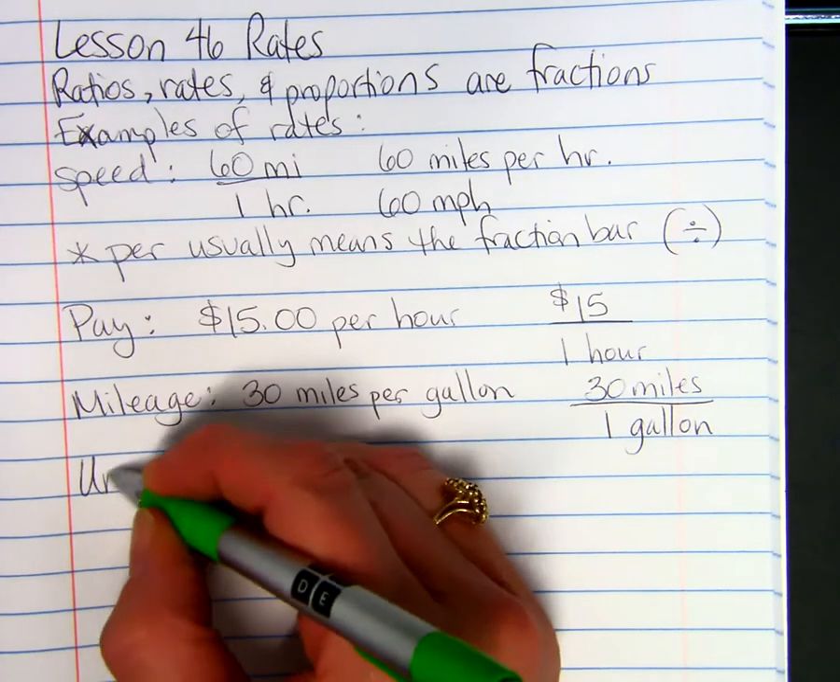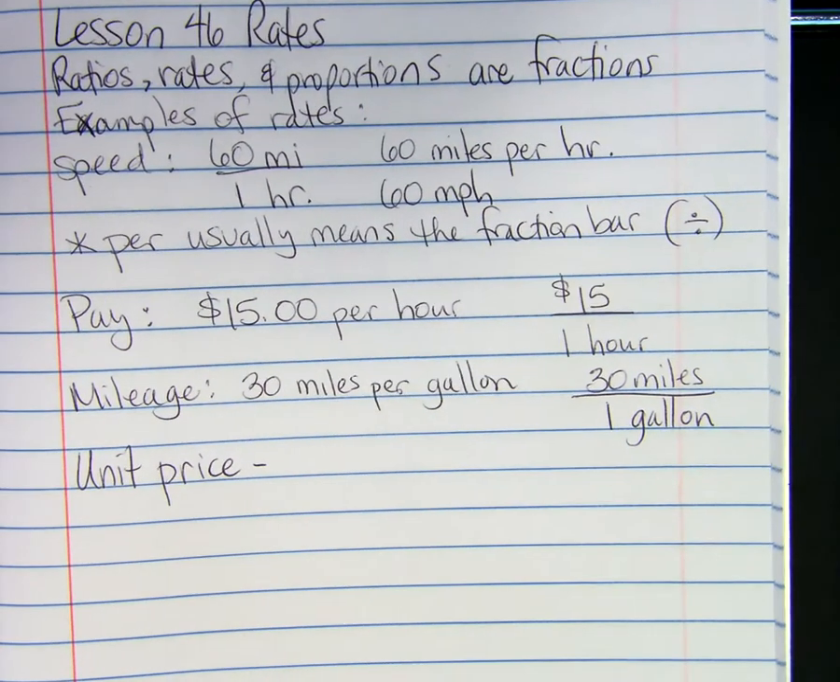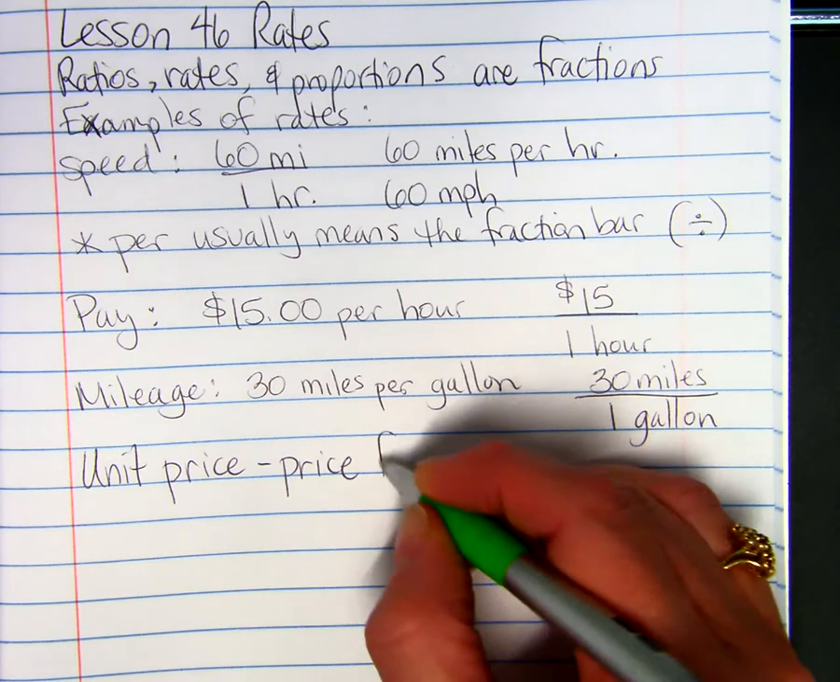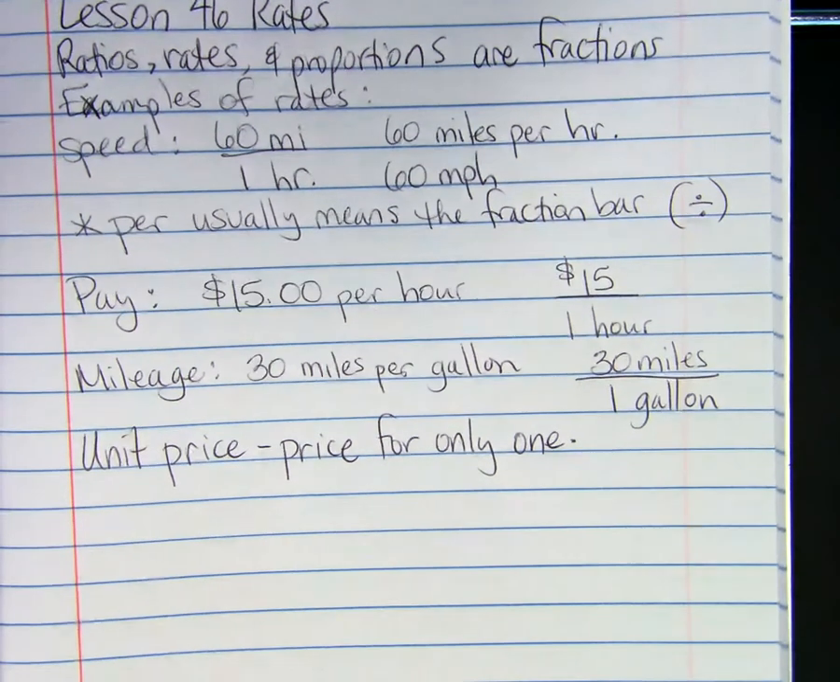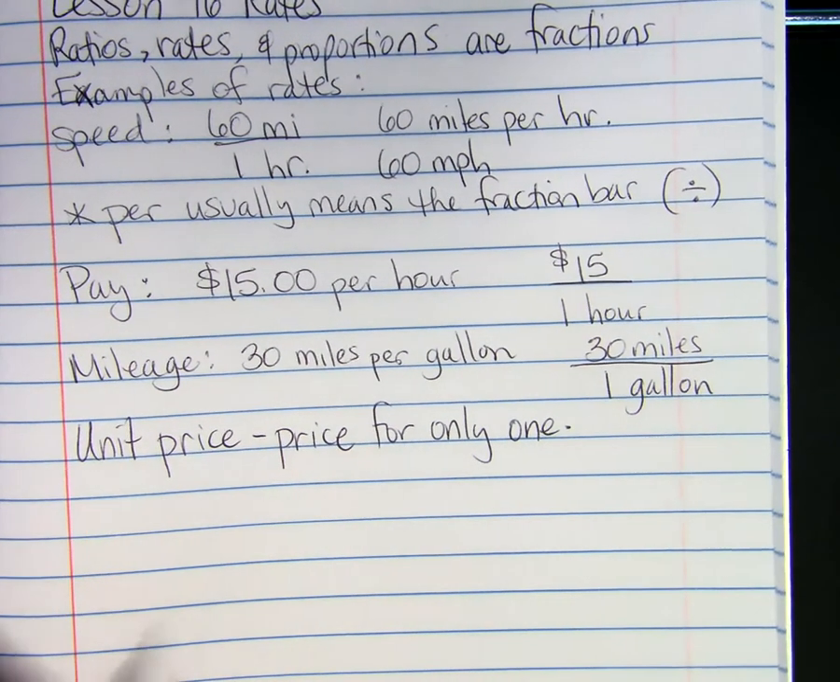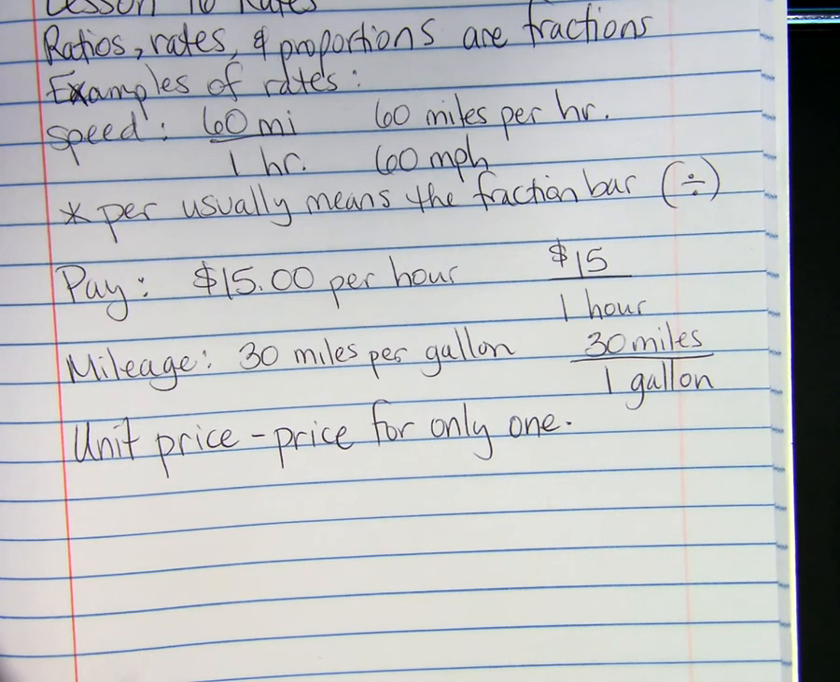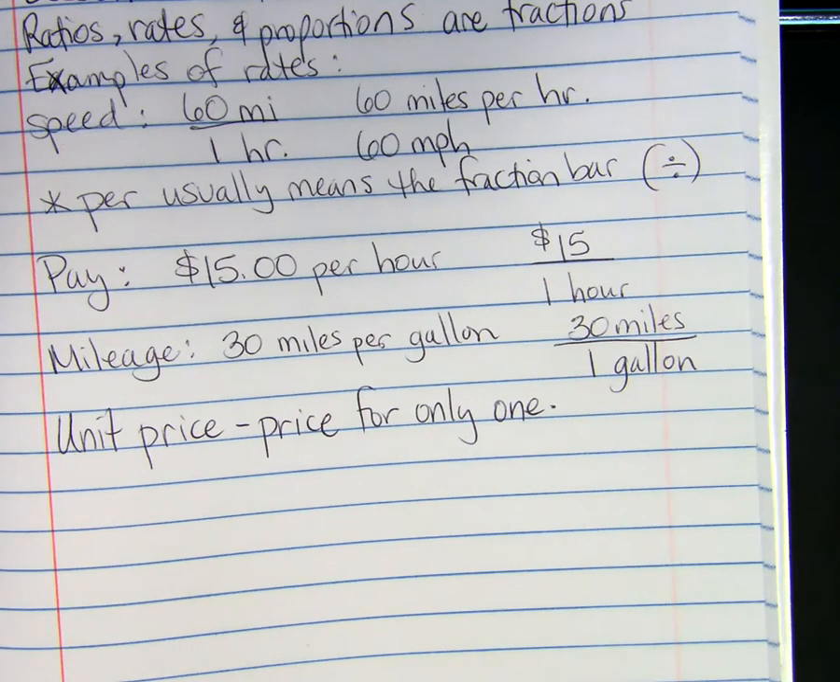Now, a unit price is the price for only one. So I don't know if you remember a few days ago or weeks, I don't remember how long ago, we had a problem about buying 1 pound of apples and 3 pounds cost so much, and they wanted to know how much did he pay. I don't know if you remember that. And so then we had to divide, and that gave us, that's called a unit price. How much did he pay for 1 pound?